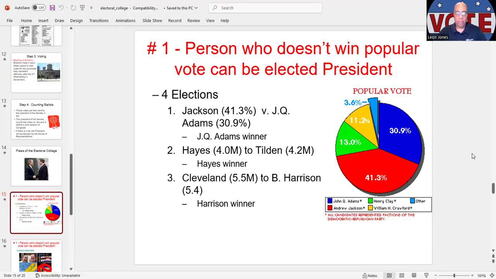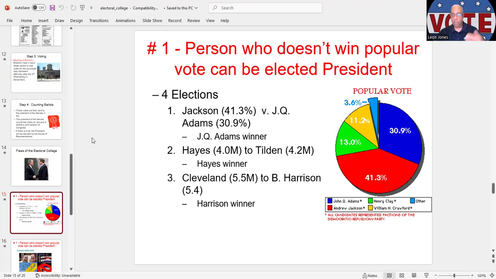You had Jackson and Adams. Well, Jackson won the popular vote, but Jackson wasn't president. J.Q. Adams was president because he won the Electoral College. Hayes won over Tilden because Hayes had more Electoral College votes. Over Cleveland, to Harrison. Harrison was the winner. Now, each loser won the popular vote. Look at the pie graph. Tells you the percent.